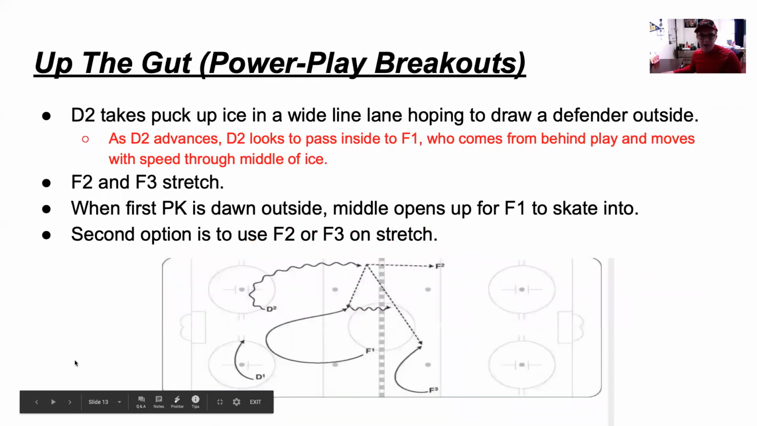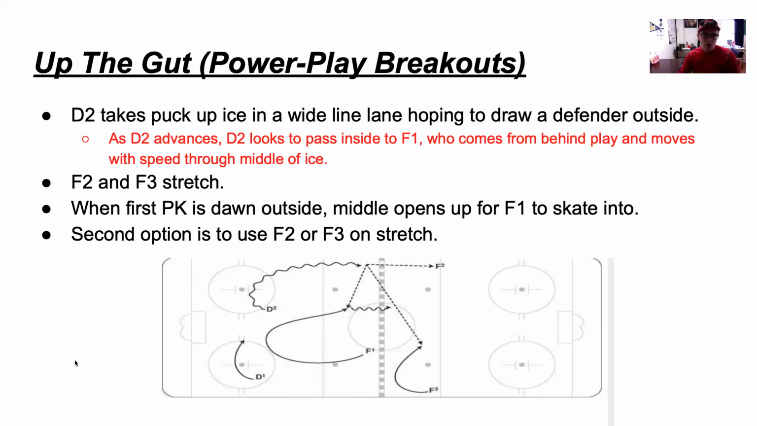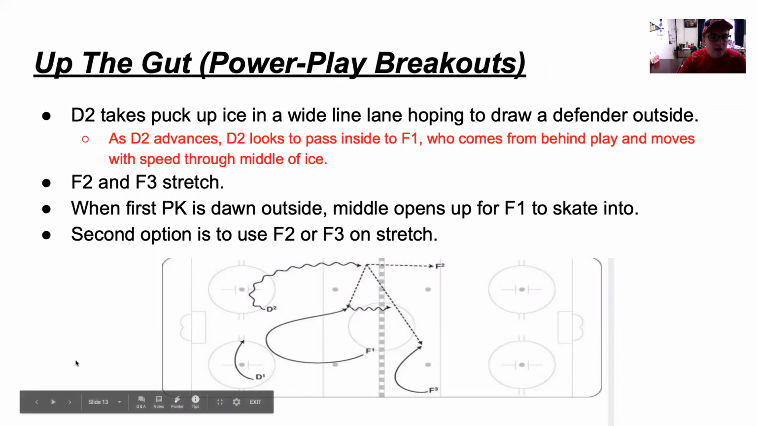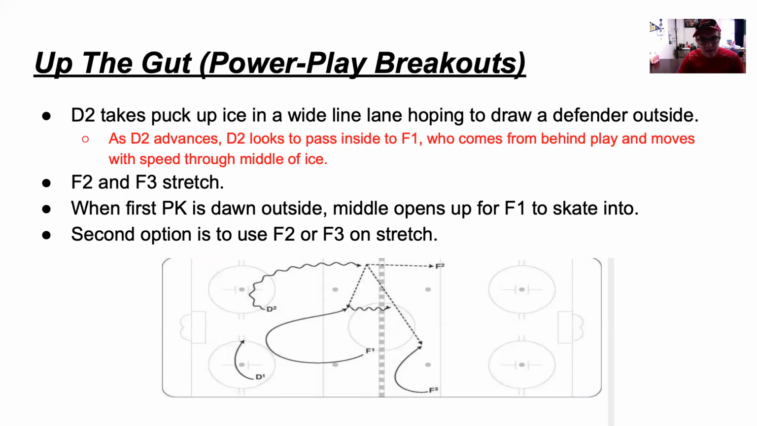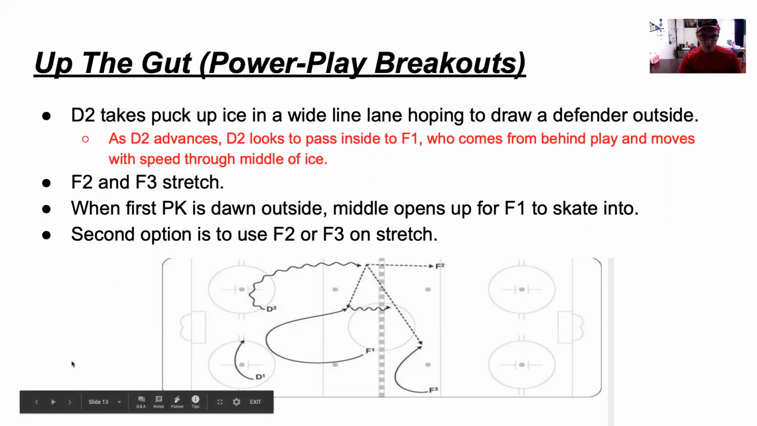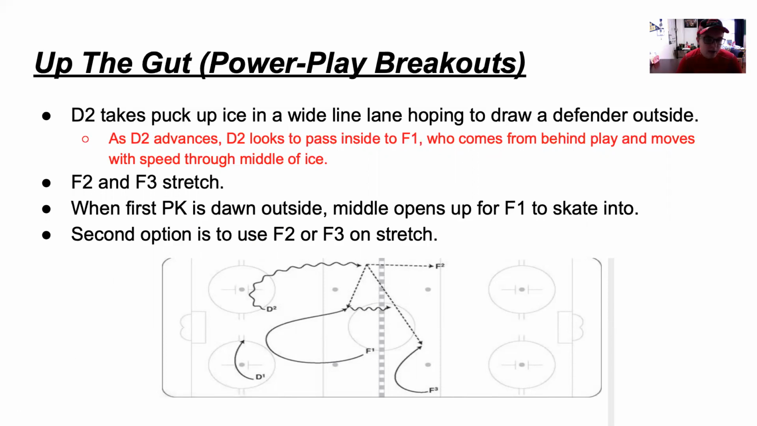And we have up the gut. This is another power play breakout. So this is where D2 takes the puck off ice in a wide lane, hoping to draw a defender outside. And as D2 advances, D2 looks to pass inside to F1, who comes from behind the play and moves with speed through the middle of the ice. F2 and F3 stretch, which like we talked about, moves up the ice, looking for that stretch pass, getting more open, creating more space. And when the first penalty killer is drawn outside, the middle opens up for F1 to skate into, and the second option is to use F2 or F3 on the stretch.